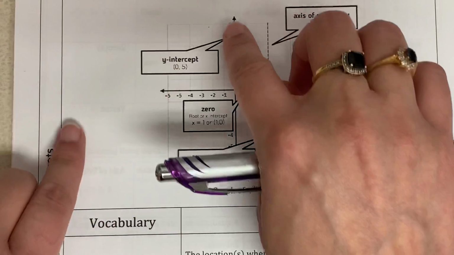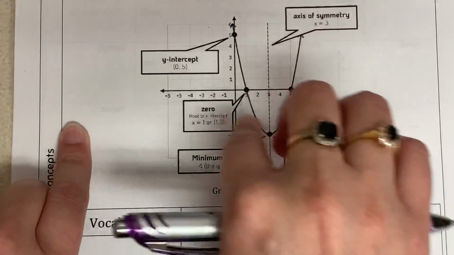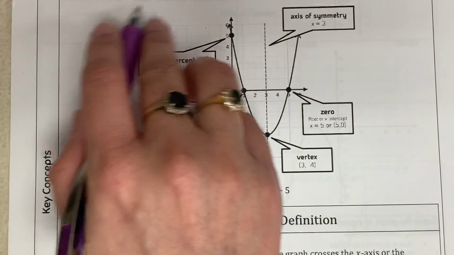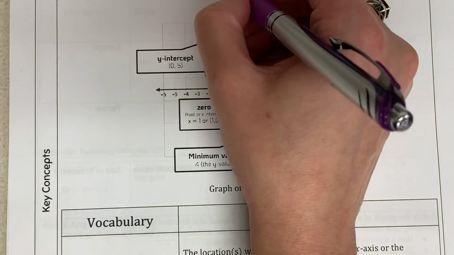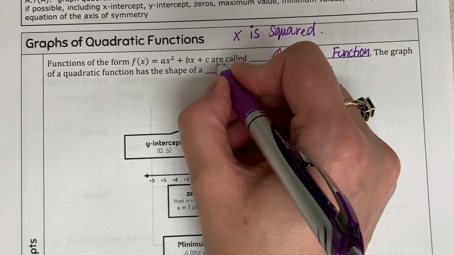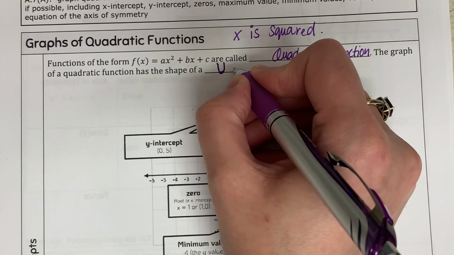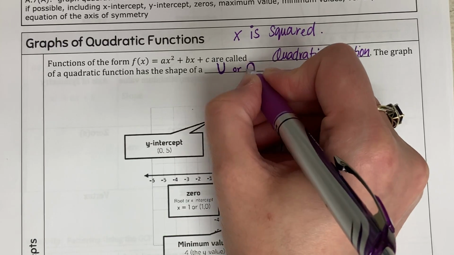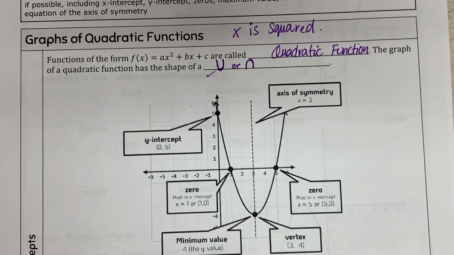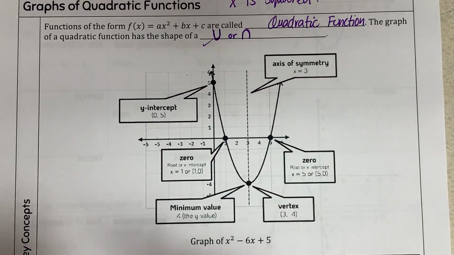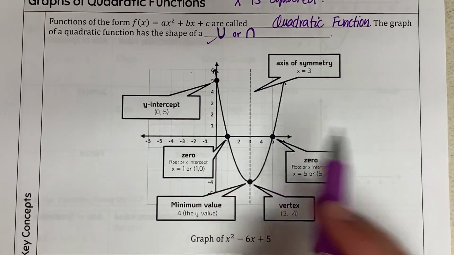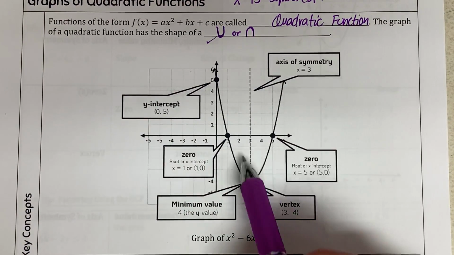Since quadratic functions are U-shaped, the graph of a quadratic function has a shape of a U. So these are U-shaped, or they could be upside down, but mainly it's a U shape. So you might see 2 zeros, 1 zero, or no zero, or x-intercept.